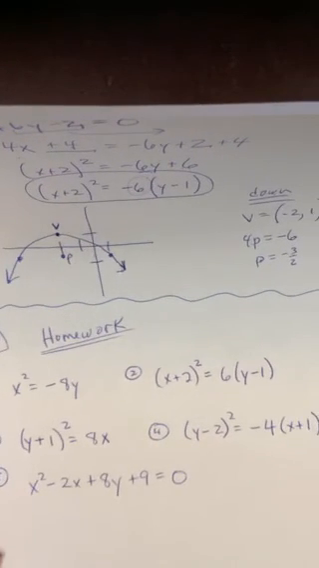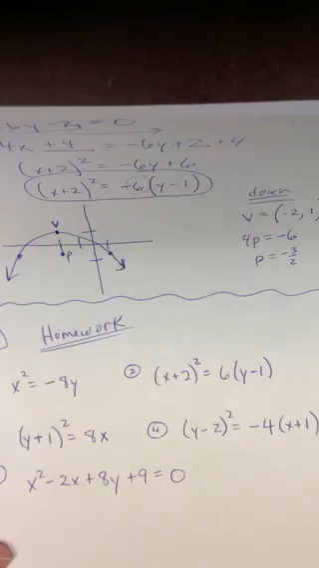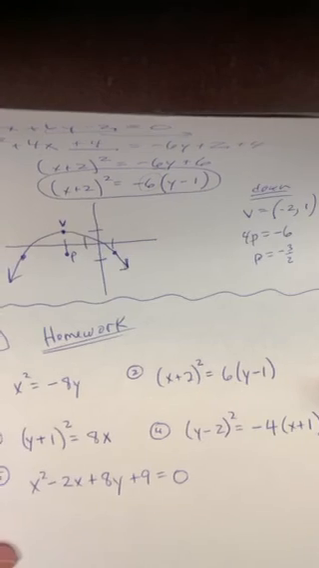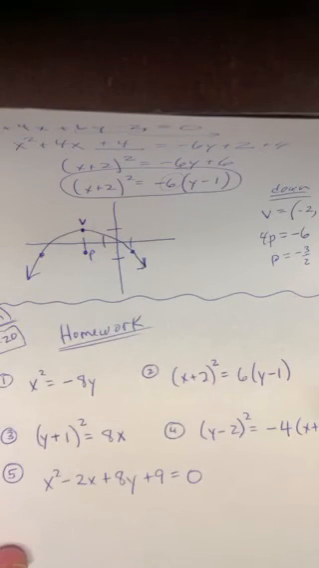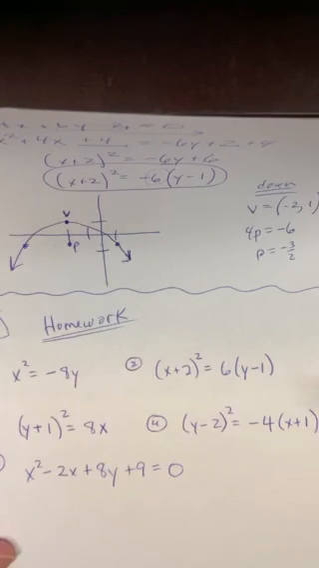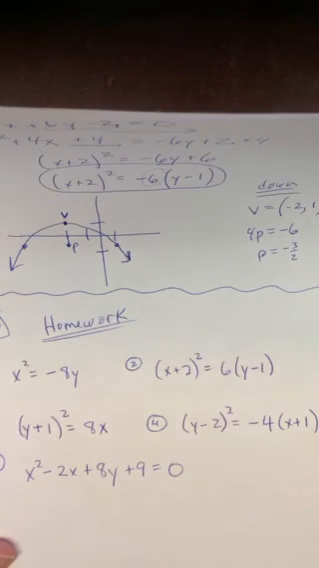So my problems are as follows. Hit pause if you need to and copy these down. Number 1, x squared equals -8y. Number 2, x plus 2 squared equals 6 times y minus 1. Number 3, y plus 1 squared equals 8x. Number 4, y minus 2 squared equals -4 times x plus 1. And finally, the last one that you're going to have to complete the square to get into standard form. Be careful on that one. X squared minus 2x plus 8y plus 9 equals 0.